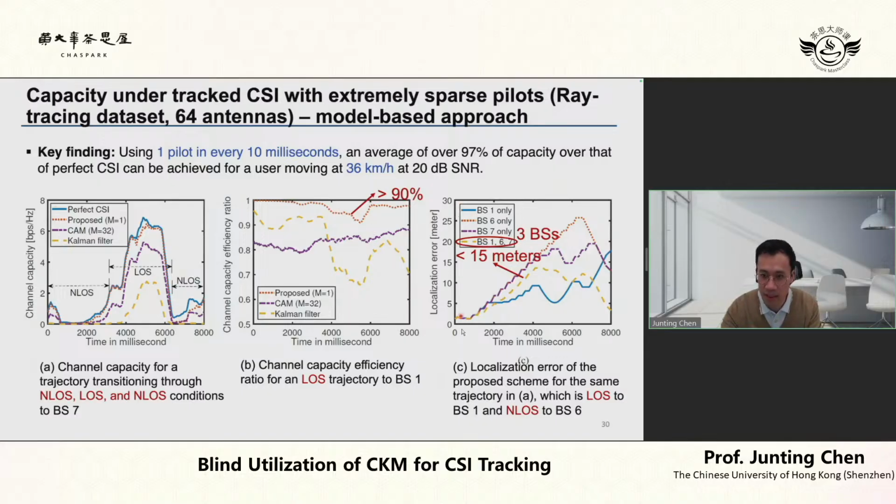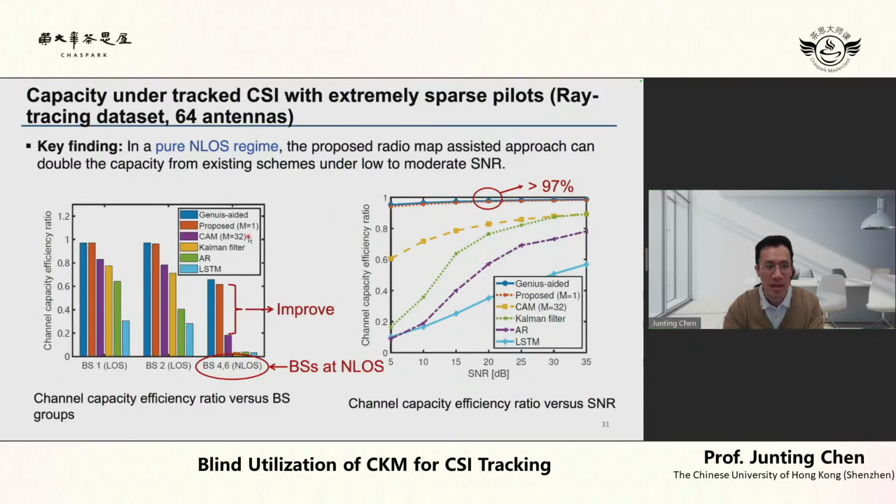This illustrates the localization error. Surprisingly, the localization error is not that good. It is on the order of 10 to 20 meters. That means in some scenarios, the localization precision is not that important for CSI tracking for capacity boosting.